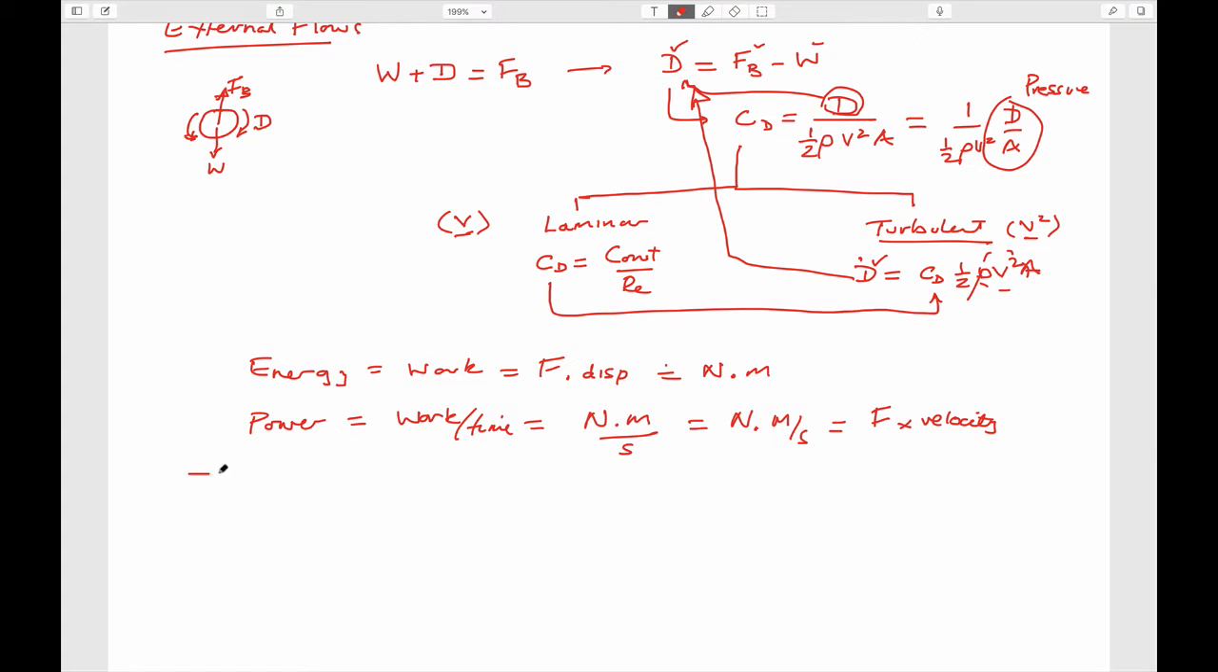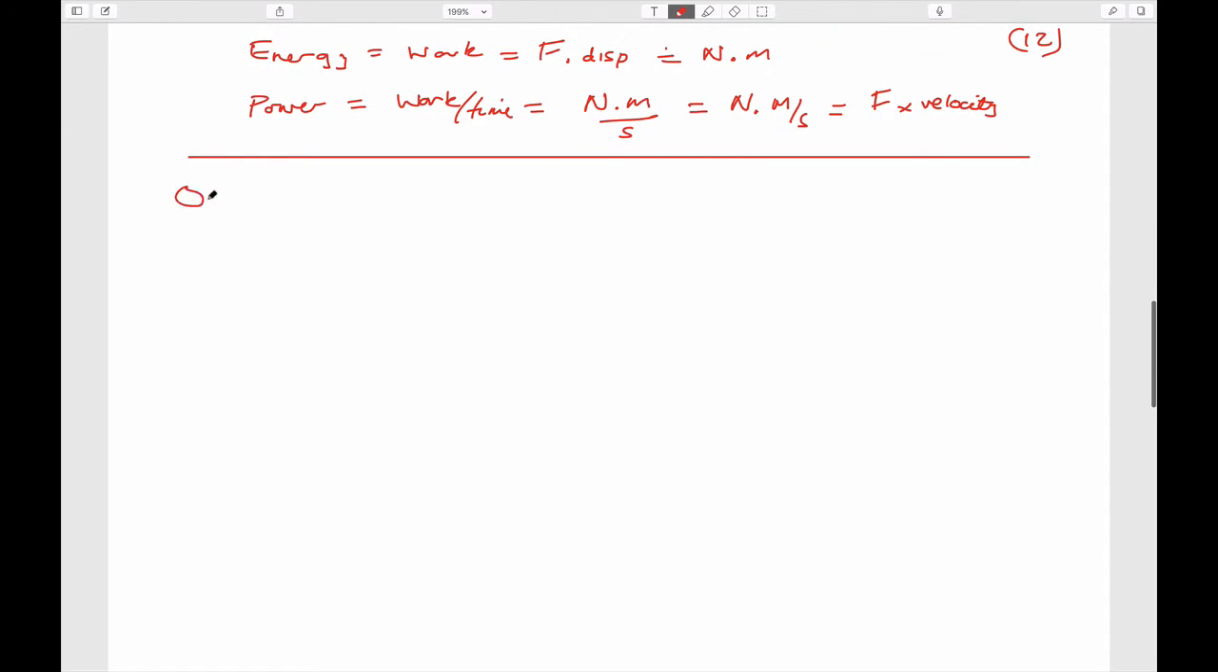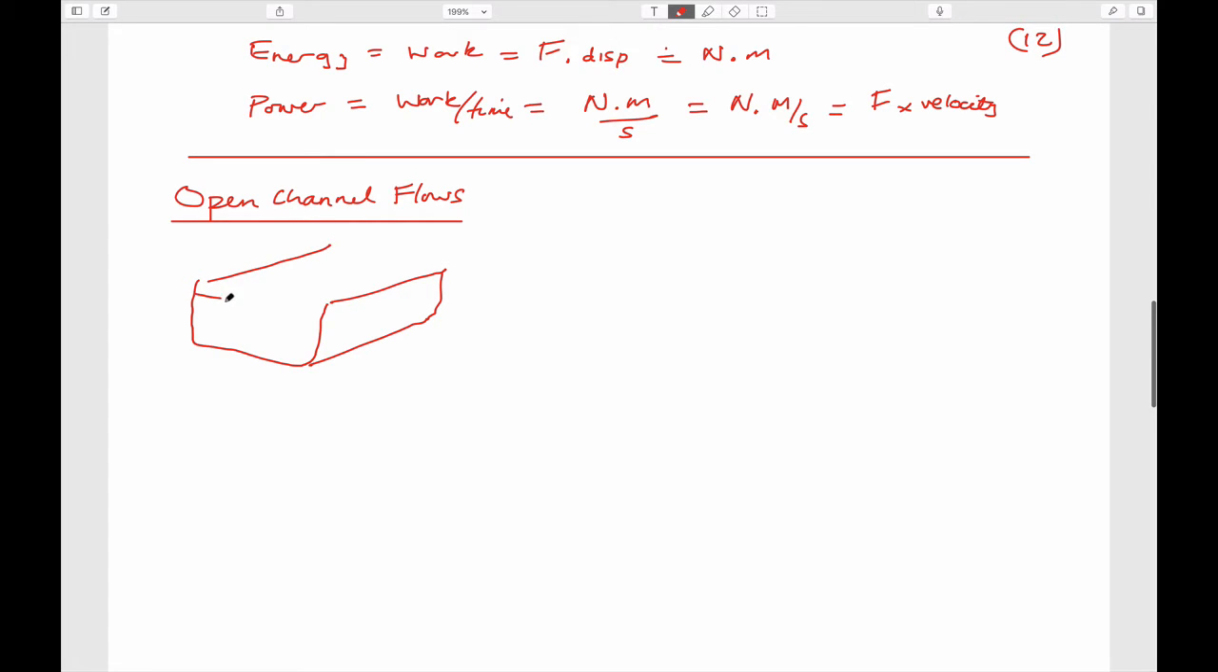Okay, and so that is our stuff from week 12 in terms of external flows, or topic 12 if you like. And finally, open channel flows. There are a variety of ways of looking at open channel flows. I guess what makes them different is that they're driven by gravity, essentially.